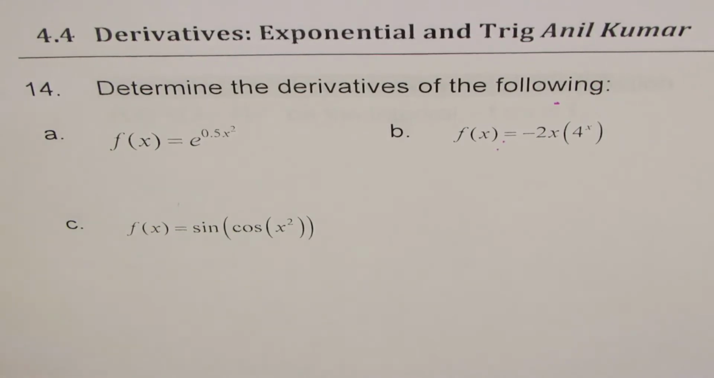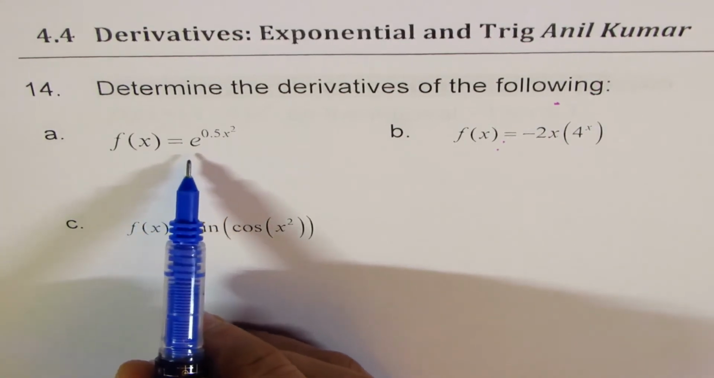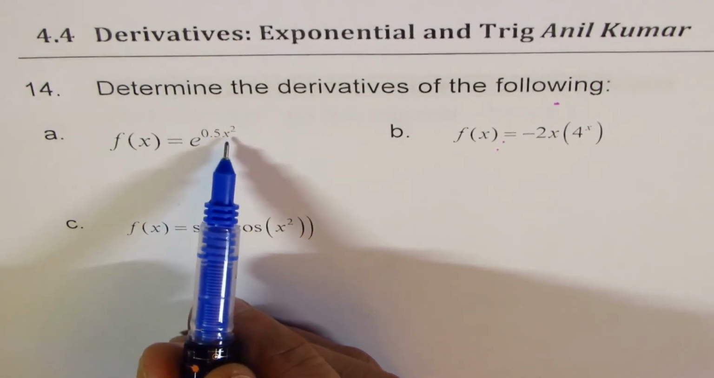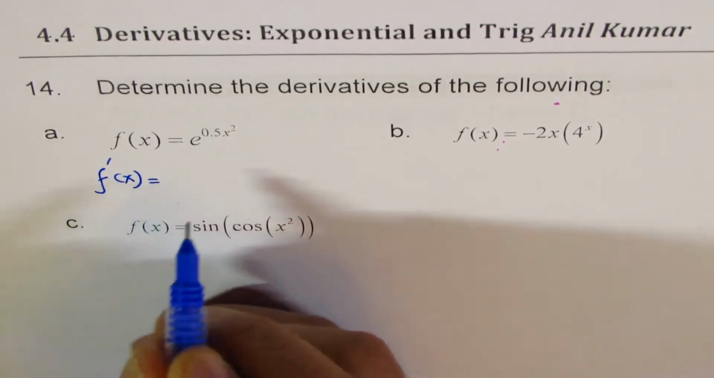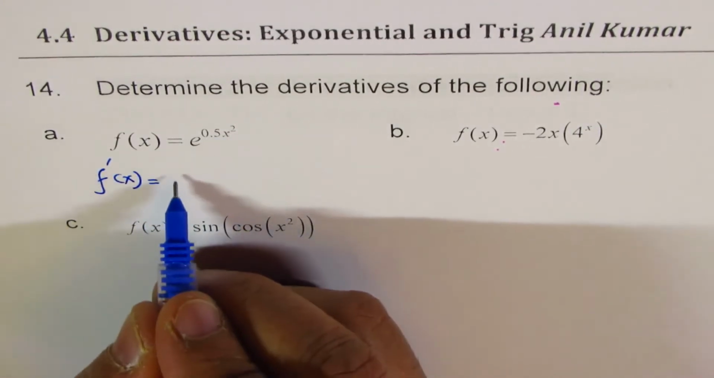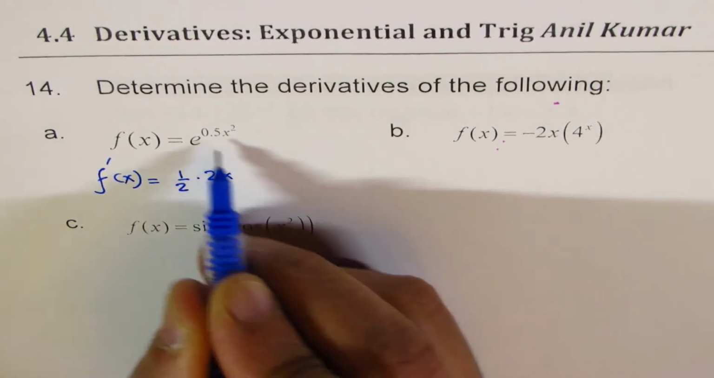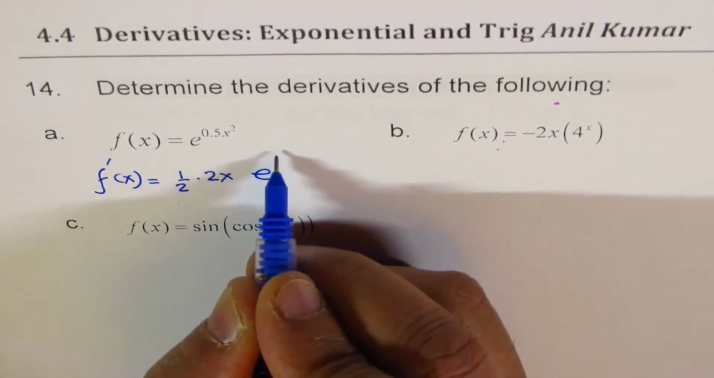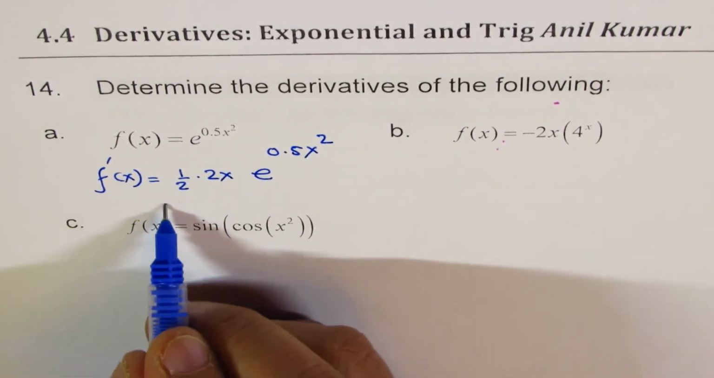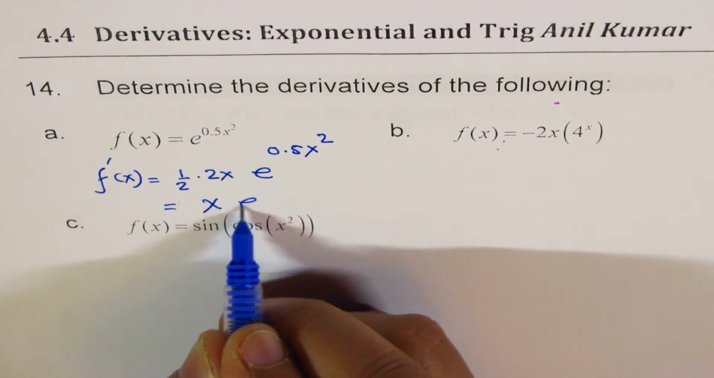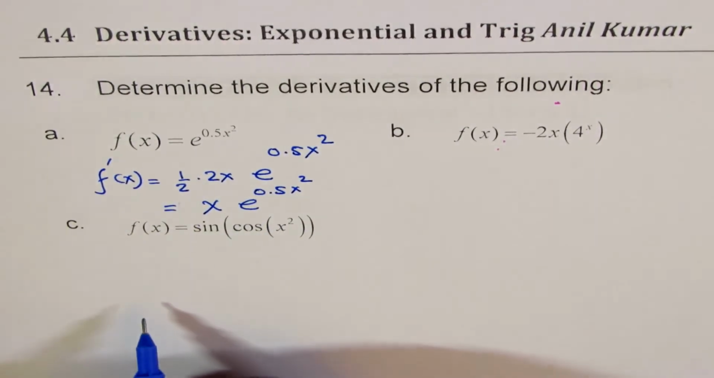Question number 14. Determine the derivatives of the following functions. f of x equals e to the power of 0.5 x squared. So the derivative will be 0.5, which is half, times the derivative of x squared, which is 2x, and e to the power of 0.5 x squared, right? So that cancels. So we get x times e to the power of 0.5 x squared as the derivative.